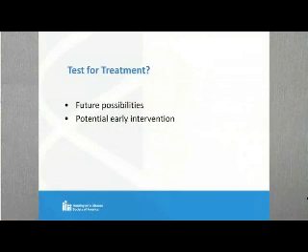Another theoretical reason for doing the testing in the future is for the potential for early intervention. If there are treatments or cures or preventatives for this disease, the idea obviously would be to intervene as soon as possible, and so you would want to identify people with the mutation as soon as possible. At the moment, we don't have a prevention for Huntington, but this is something that may become more important in the future.